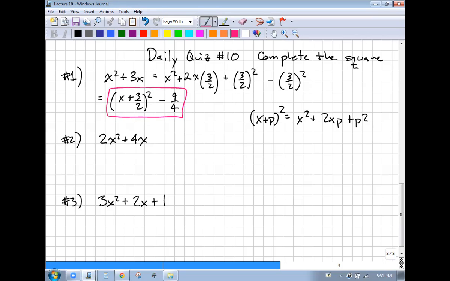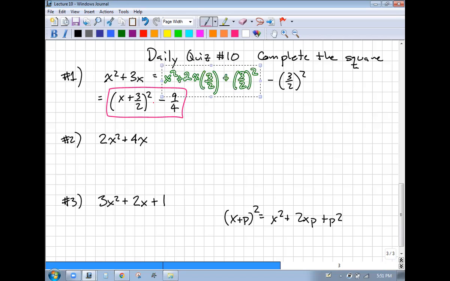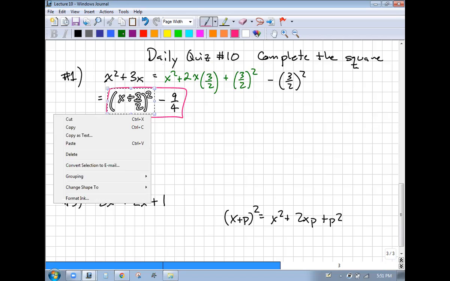Easy enough? Right. That's the easy one. There's nothing else there to complicate it. Right. I'll color code it. This is this.